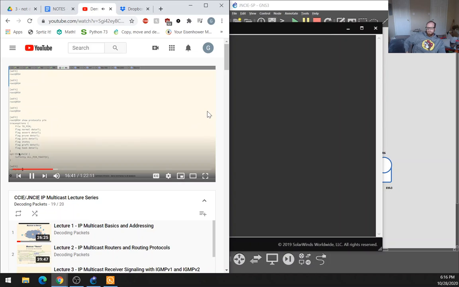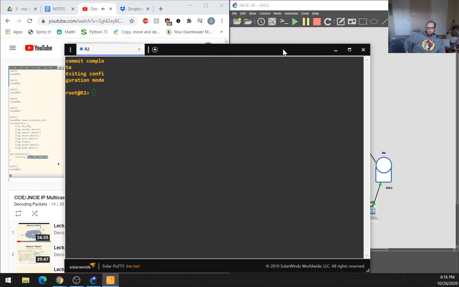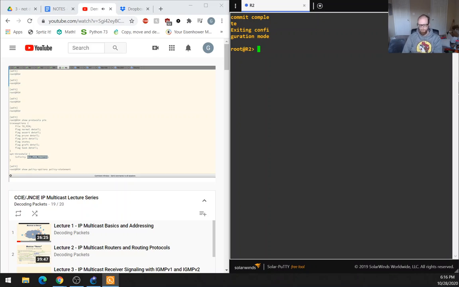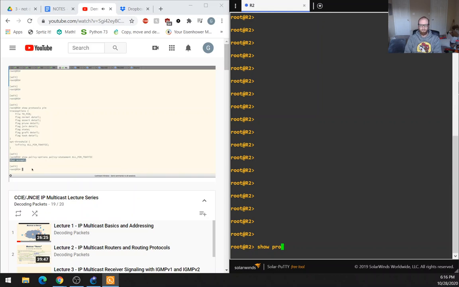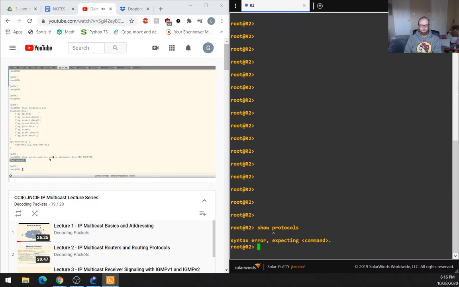But again, what that actually means is that it is raising the SP threshold to infinity for all PIM traffic. So let's take a look at this policy statement, all PIM traffic. And there we go, that's all it has. It has no match clause, and it accepts all PIM traffic, so it essentially applies to all of the multicast traffic on here.